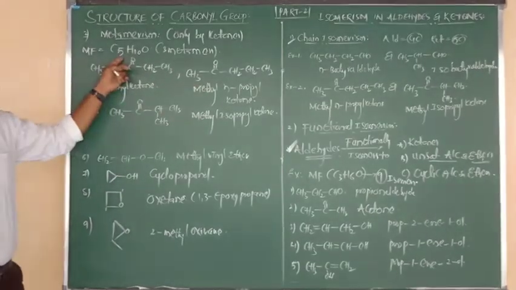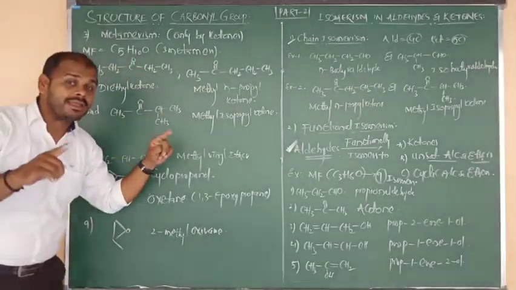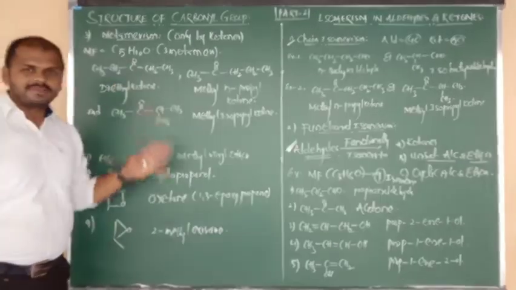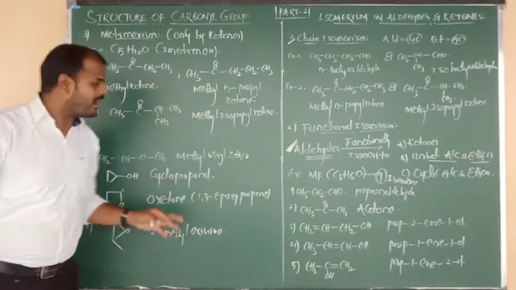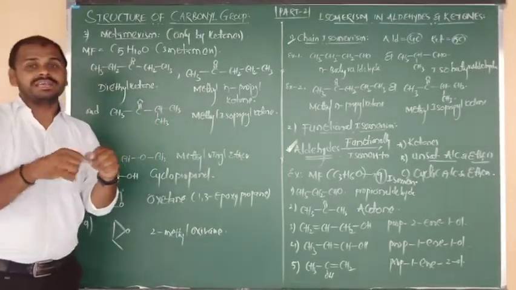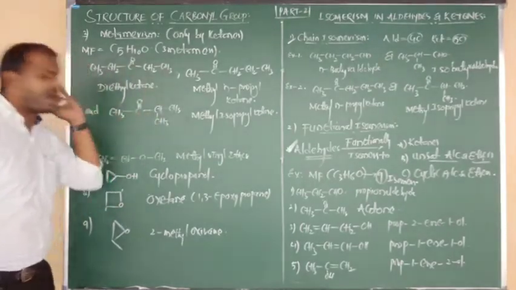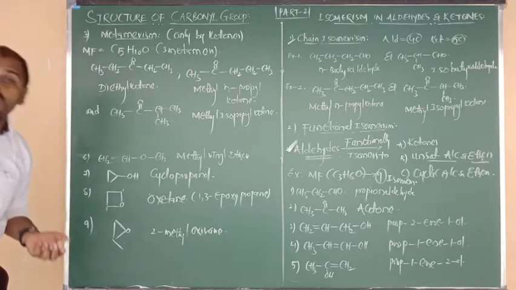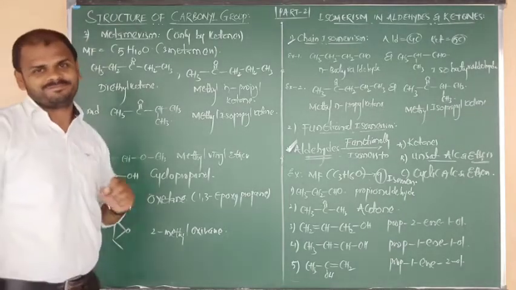Compounds having the same molecular formula, but with a difference in the arrangement of the alkyl side chain. Here the alkyl side chain is ethyl, but here it is methyl n-propyl, and here methyl isopropyl. There is a difference in the alkyl side chains which are attached to the functional group carbon. Such forms are nothing but metamers, and the phenomenon is nothing but metamerism.